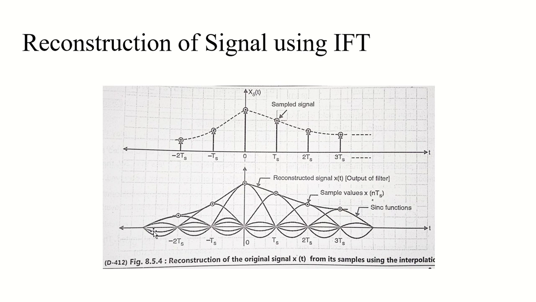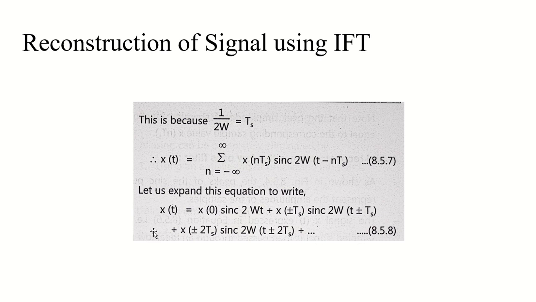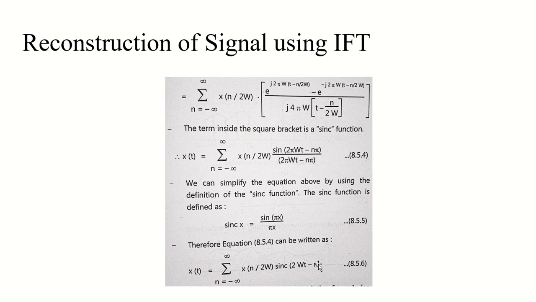So you can plot it that way, but note that the peak amplitude of any sinc function is equal to the corresponding sample value of x(nTs). So in the actual reconstruction with the low pass filter, as you can see in this image, the peak of the sinc pulse will represent the amplitude of the samples. The signal x(t) is expressed in the previous equation, in this equation.